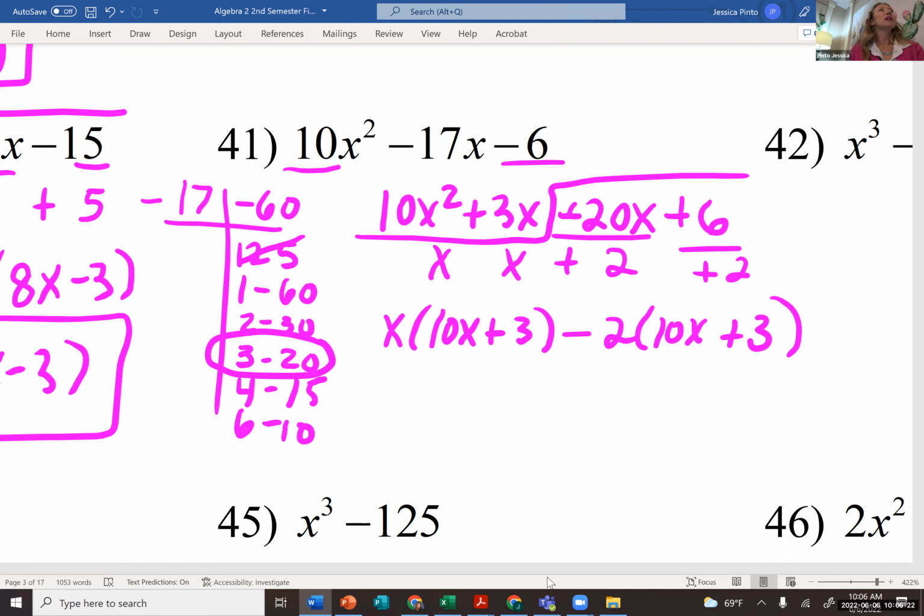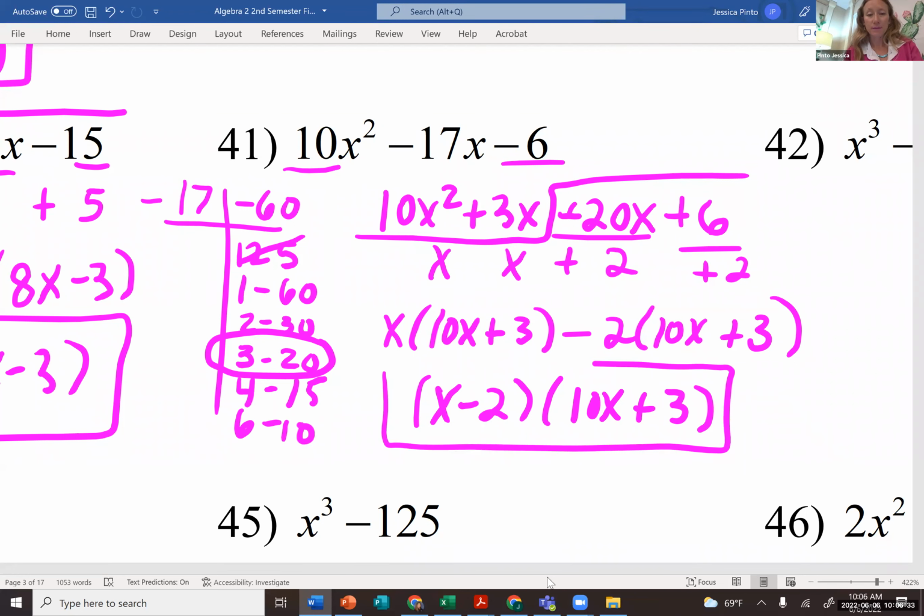Right on. So looking at these, the binomials match. I've done everything good so far. Haven't made a mistake yet. That's great. Got x minus 2 and 10x plus 3. Looking good.